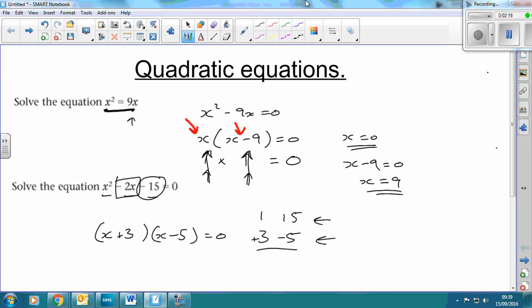So once we've done that, we've got to set both these brackets equal to 0. So we've got x plus 3, we've got to set that equal to 0. So take away 3, we've got x equals minus 3. And for this, once you've done more and more, then you can see that we just swap the signs here. So for this one, that's simply going to be x equals 5.